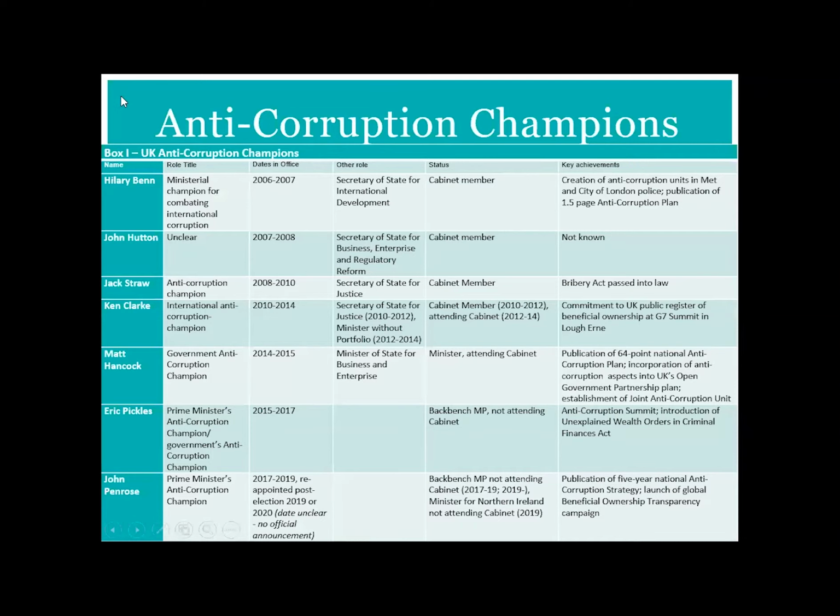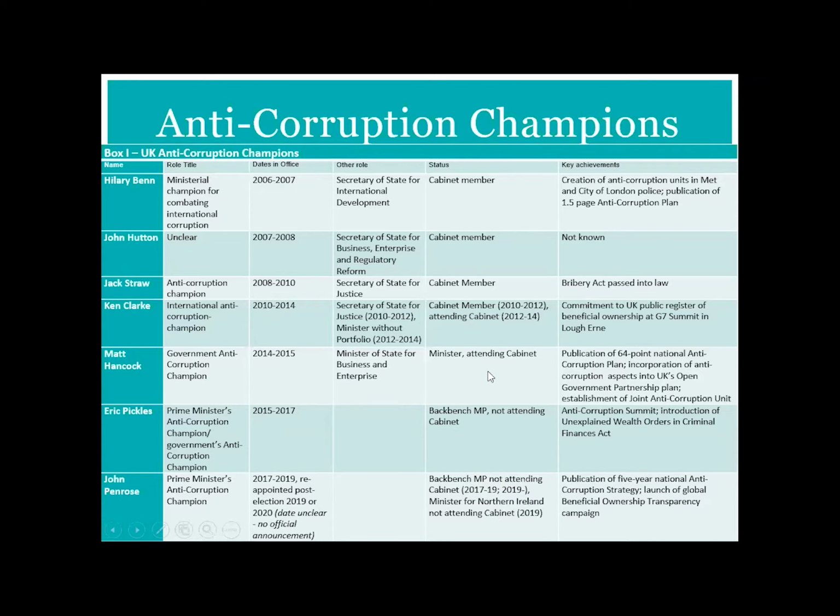So this table summarises those various months of painstaking research through the archives. By the way, by academic background, I'm a historian, so this was great fun for me. You'll see what we've got here is the changing title of the role, which itself is quite interesting. The dates in office, other roles that they fulfilled, and you'll see there's a bit of a blank more recently because when they were at cabinet level, they did other things as well. They were usually a secretary of state, now no longer, and some key achievements. And you'll see John Hutton, now Lord Hutton, unclear what his role title was and not known what his key achievements were. This is a polite thing in the boxes, I think it's fair to say.